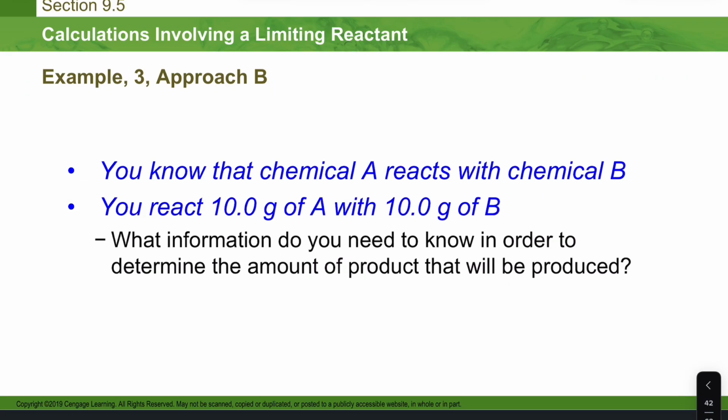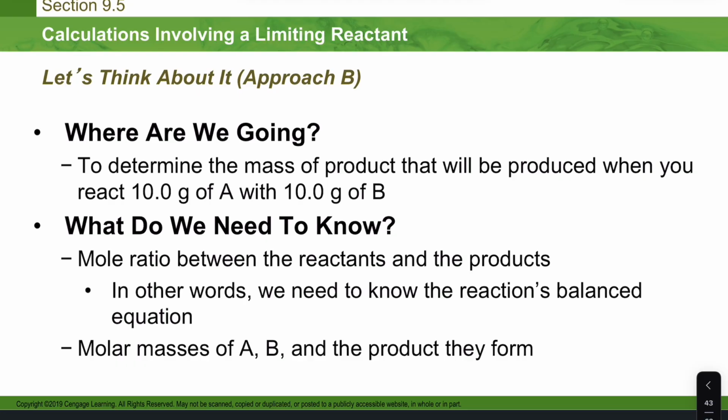And then we'll just convert back to grams. So, chemical A reacts with B. We need to know what other information we'll figure out. We already know most of this stuff, right? Determine the mass of product when we react 10 grams of A with 10 grams of B.